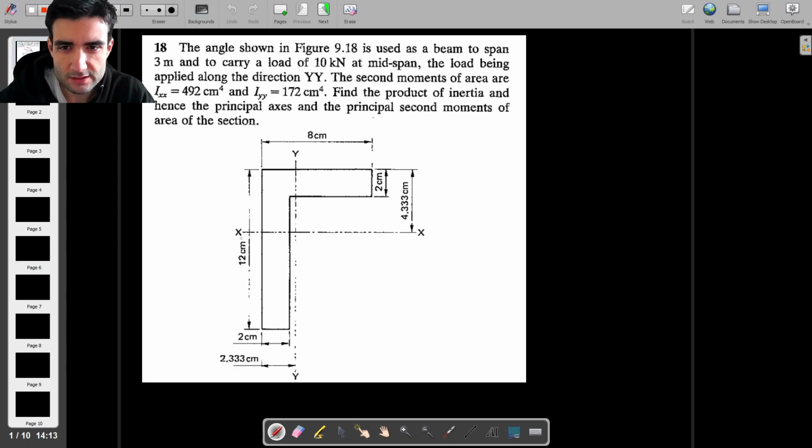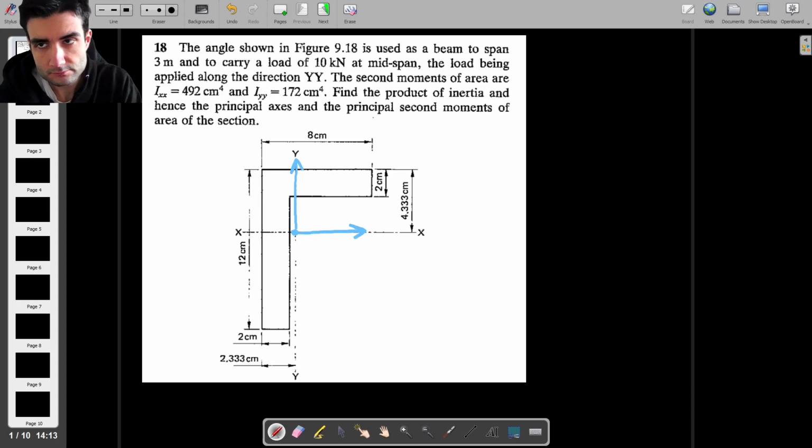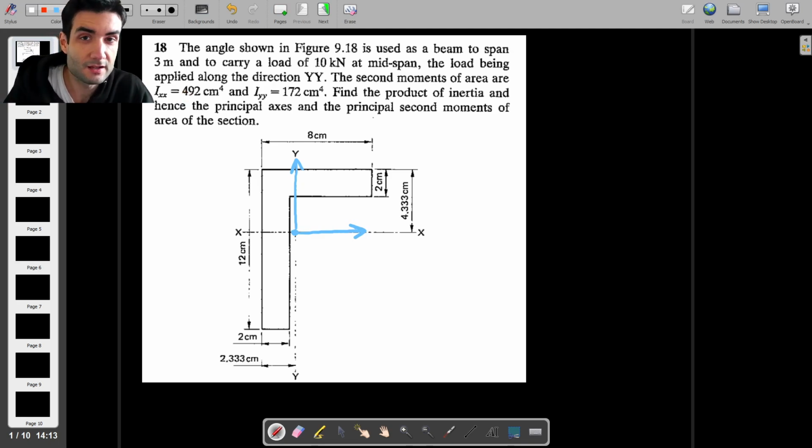Compared to the usual set of axes that we would use for a cross-section, in this case we have x and y instead of z and y, right? So we have the centroid, which is given to us as being here, and then you have the y-axis and the x-axis going this way, and then we have to find a couple of things. This is the kind of question that you could see as generally a second-year student doing some form of engineering regarding structural mechanics.